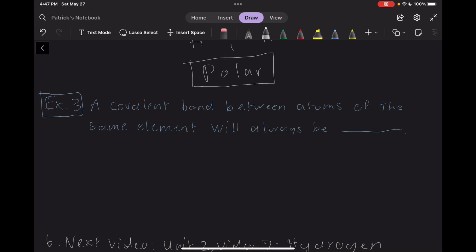Like last time, we're going to end on a more conceptual note. Example 3 says, a covalent bond between atoms of the same element will always be blank. The answer is nonpolar.